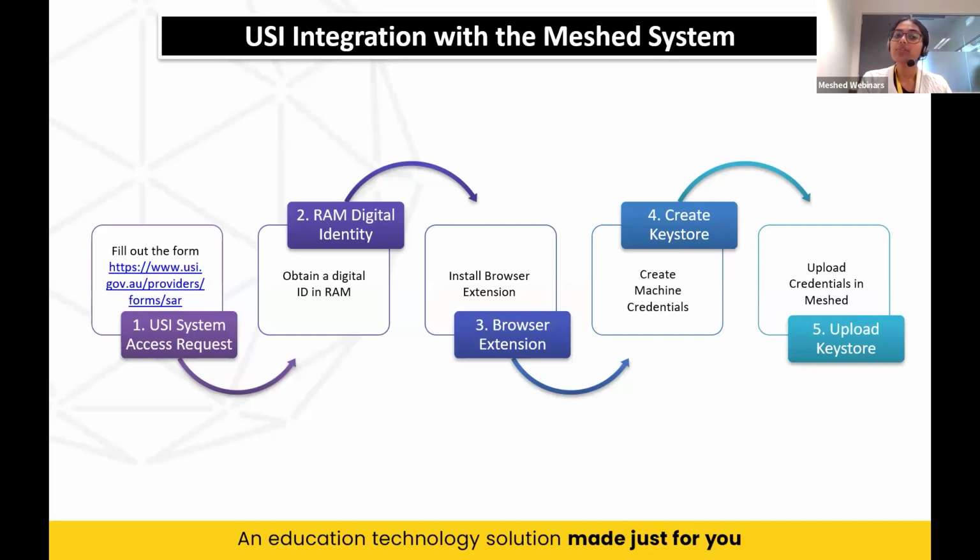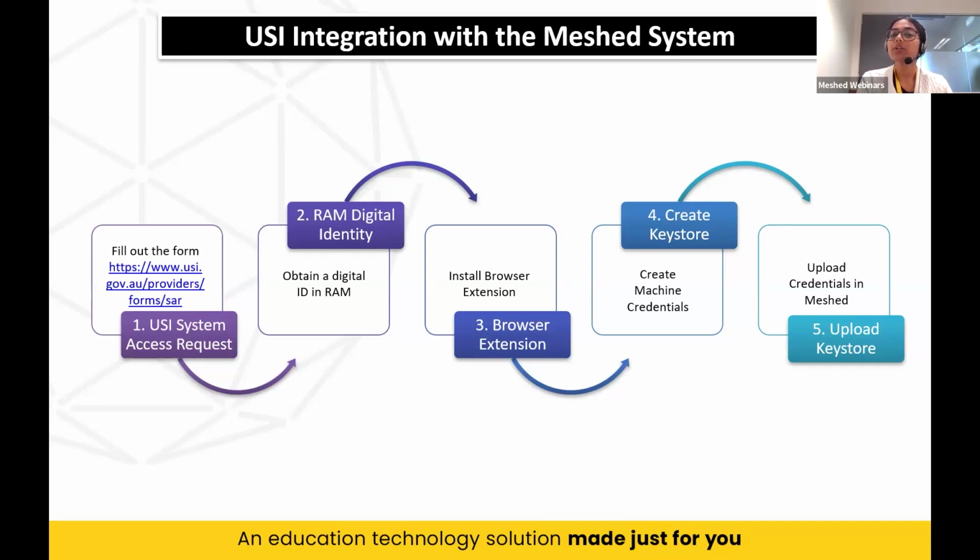So after you have filled out the form, the second step is to obtain a digital identity in RAM. RAM stands for Relationship Authorization Manager, which is a website managed by the Australian national government. So this is a process where you need to go and register your organization as well as your individual account in MyGov and establish an identity in RAM. Once you have done that, you will proceed to the next step, which is installing the browser extension.